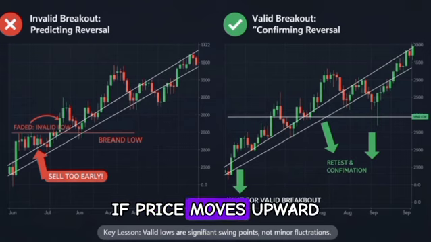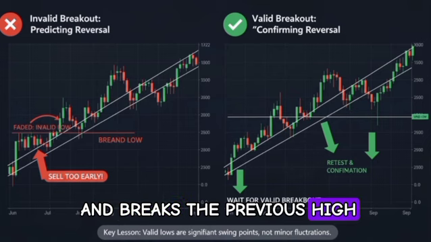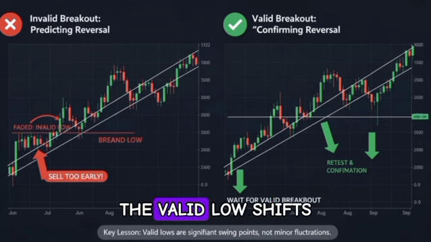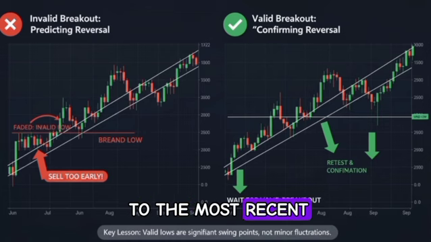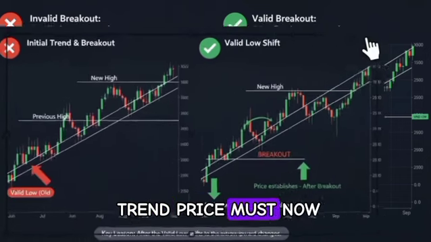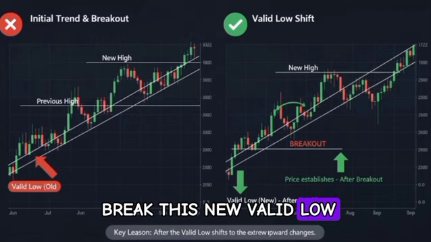If price moves upward and breaks the previous high, it establishes a new high. In this case, the valid low shifts to the most recent low before the breakout. And to reverse the trend, price must now break this new valid low.